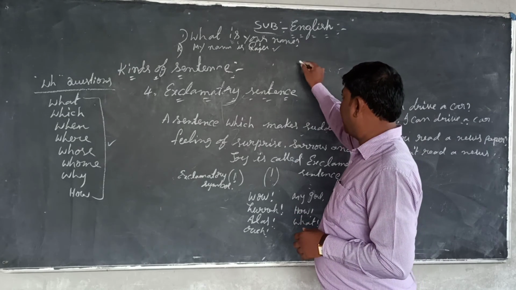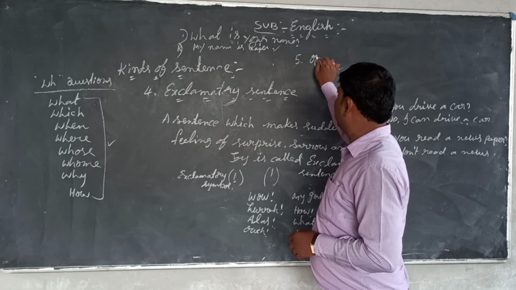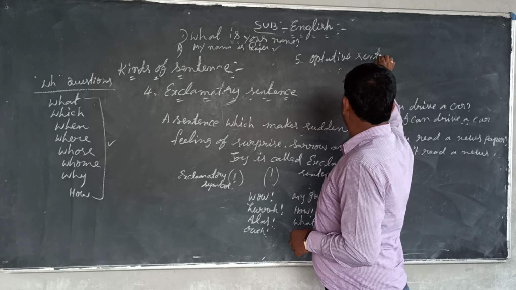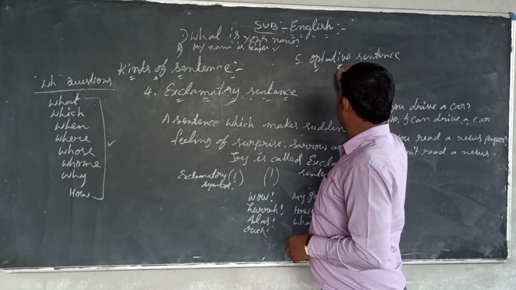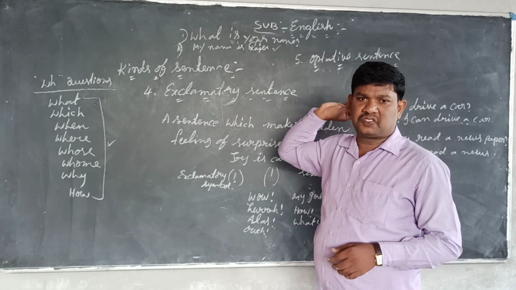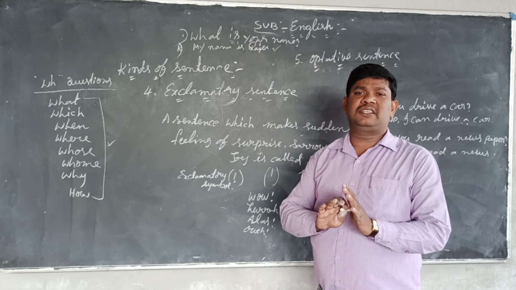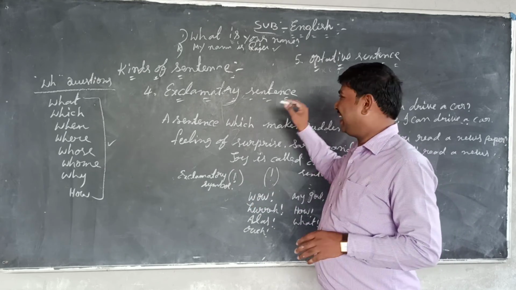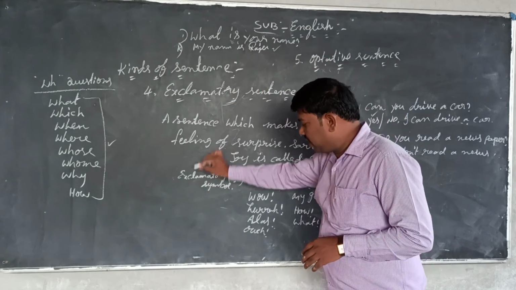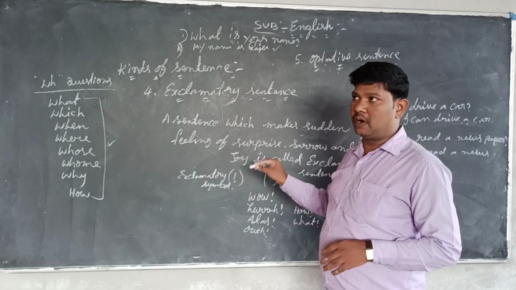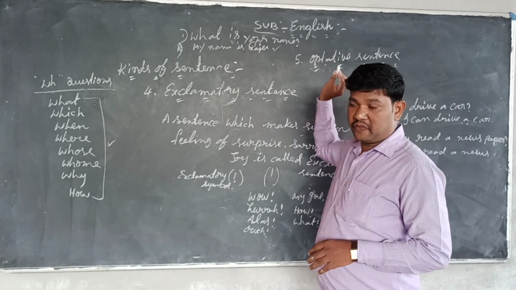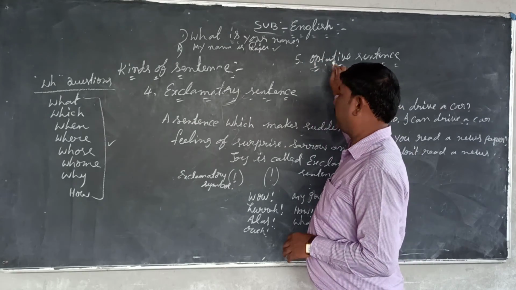And the fifth one is the optative sentence. What does optative sentence mean? This is very rare. This type of sentence is very rare. We can't see it in grammar books, but it exists. We can see only 4 types of sentences in grammar books, but I want to explain this fifth type of sentence also, that is the optative sentence.